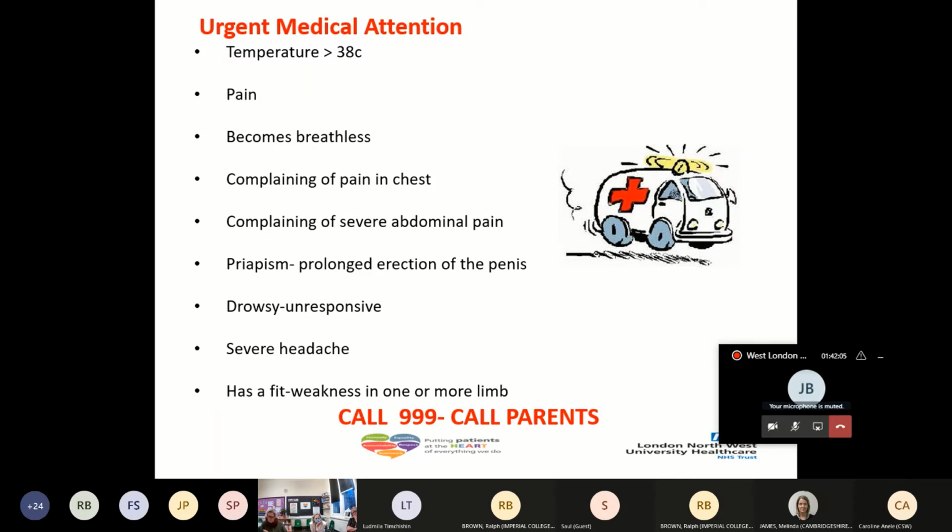Similarly, if they became drowsy or unresponsive, or if they had a seizure, they would be signs that potentially they could be having a stroke, in which case you would obviously be calling 999. Next slide, please.